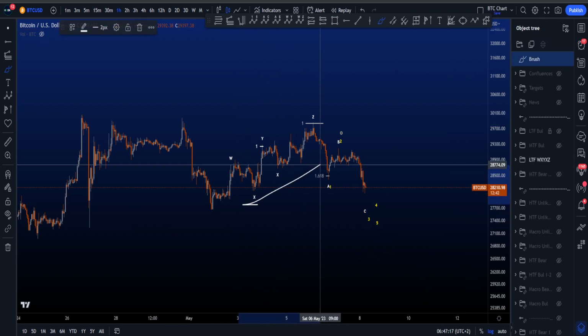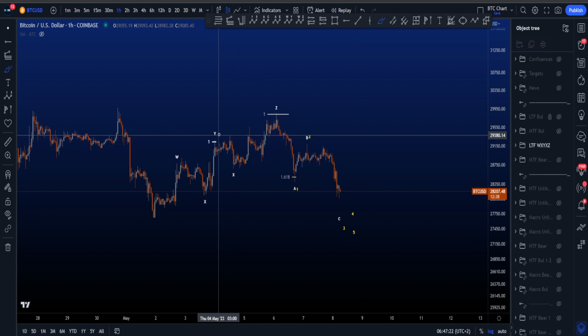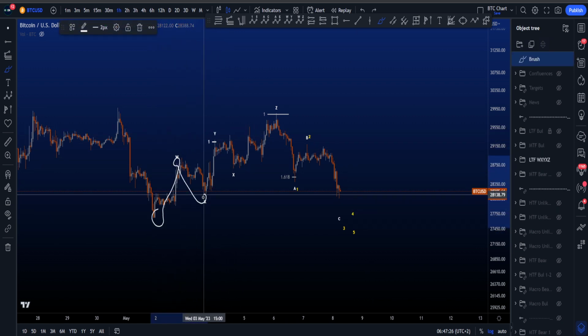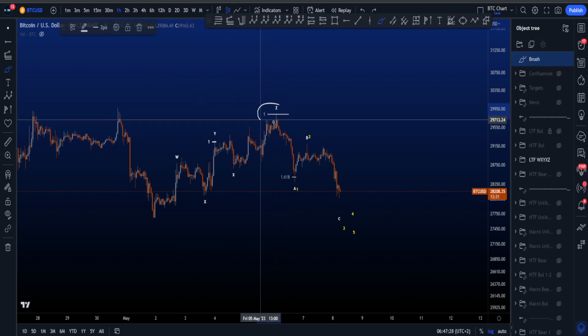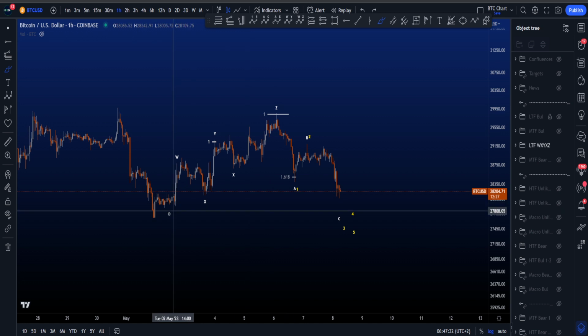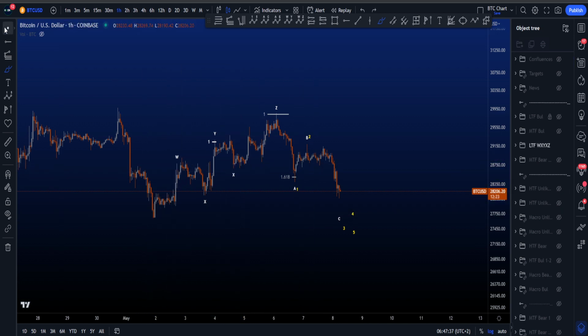So because of the WXYXZ over here, which respected its targets very, very nicely, where wave Y hit the 1-to-1 trend-based fib extension of the low of W to the high of W to the low of X, and also wave Z hit the target for wave Z, most common target, beautifully, the 1-to-1 taken from the low of W to the high of W to then the low of X. So that is actually very, very nice.